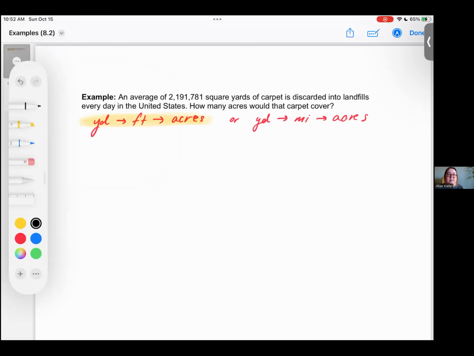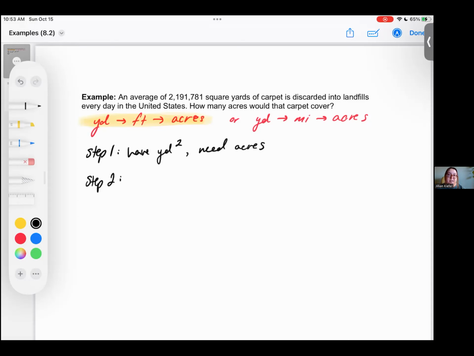So if we want to go yards to feet and then feet to acres, we need to make sure that the final unit ends in acres. Yards need to be canceled and feet need to be canceled as well. Square feet, square yards. Step 1 is always just identifying where we begin and where we want to end. So we know that we have yards squared. We need acres.